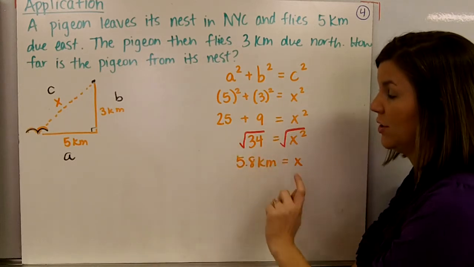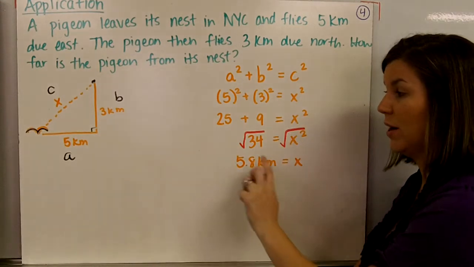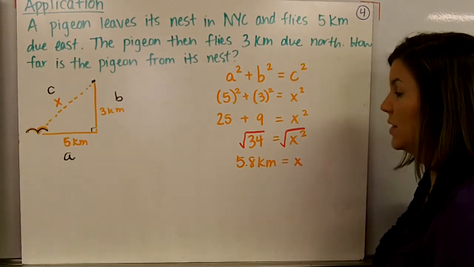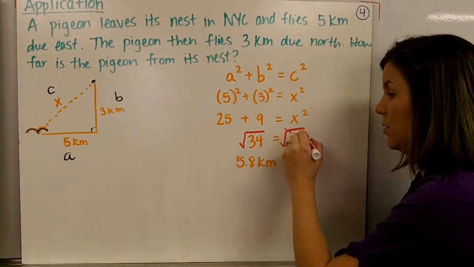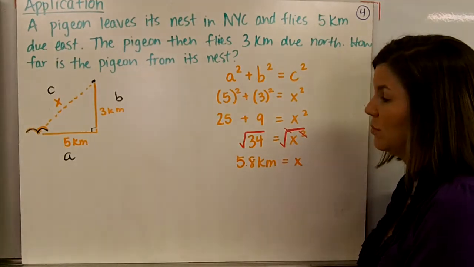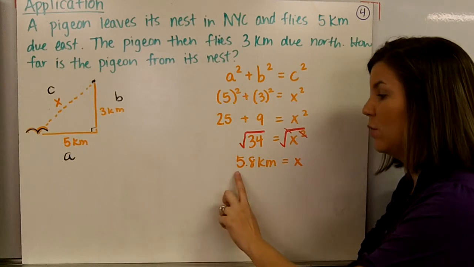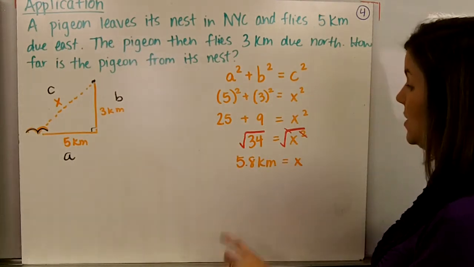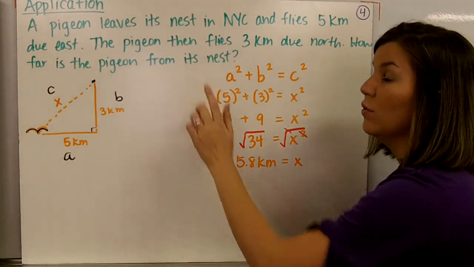25 plus 9 is 34. Carry down the X squared. We must take the square root of both sides to get rid of this squared on the X. So those cancel out. And if you type it in your calculator and round to 1 decimal place, the square root of 34 is 5.8 kilometers. So the pigeon is 5.8 kilometers from its nest.